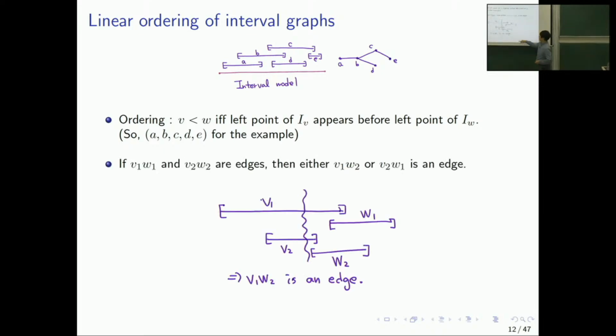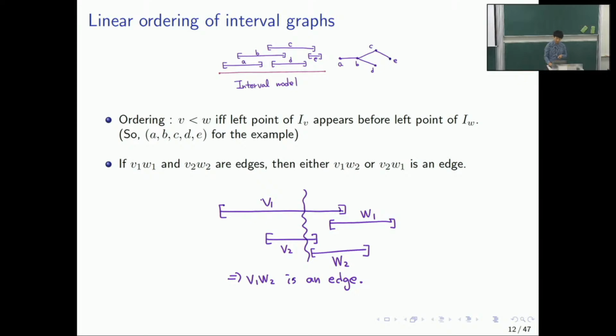Then assume that there is a matching from the left-hand side to the right-hand side, like V1, W1 and V2, W2 is a matching, and suppose that V2 is non-adjacent to W1. Then you can easily see that V1, because it starts from the left-hand side, has to go to the left endpoint of W1 to meet W1. And the other way, W2 should go to the right of V2, so they should intersect. So they have to have a V1, W2 edge, which means that you cannot have an induced matching of size 2 in this ordering.